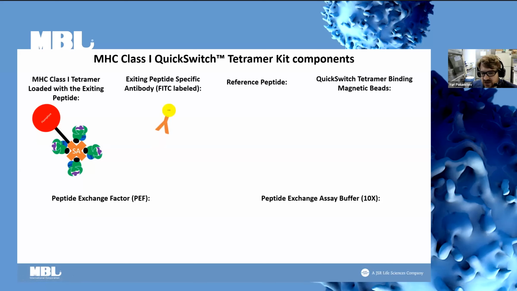The FITC labeled antibody included in the kit is specific for the weak binding QuickSwitch or exiting peptide. Each kit comes with a small aliquot of a strong binding peptide that is guaranteed to exchange nearly all of the exiting peptide in an exchange reaction. And this peptide can also be used as a reference peptide for the exchange procedures, as well as a negative control for the tetramer staining of cells. Each MHC class 1 kit comes with magnetic beads that are coupled to an antibody specific for the MHC molecule of the kit. This allows the beads to bind the MHC tetramers with properly folded MHC molecules independent of what the peptide is.